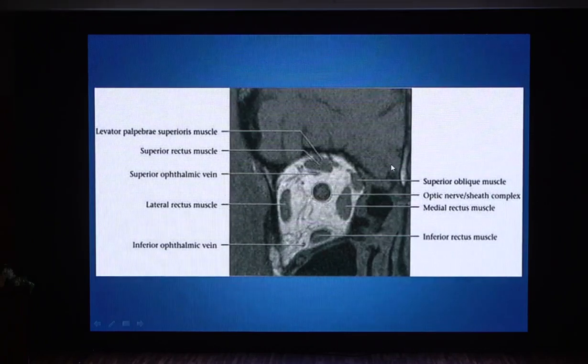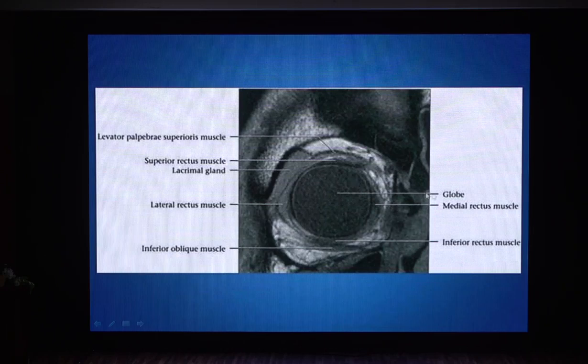So coming anteriorly, again we can see the levator palpebrae superioris, superior rectus, and beneath is the superior ophthalmic vein. And then we can see the lateral rectus, inferior rectus, and inferior ophthalmic vein. And here we can see the medial rectus and superior oblique. And more anteriorly, we can see the lacrimal gland. And this is the globe.